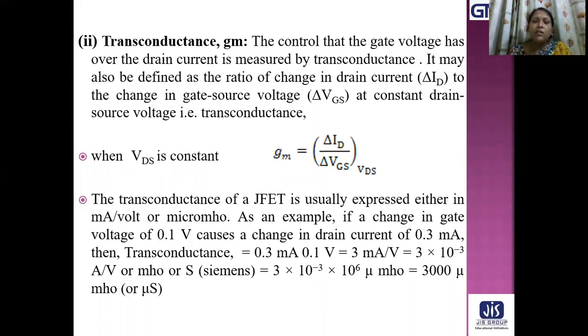The transconductance of a JFET is usually expressed either in milliampere per volt or micromho. Let us take an example. If a change in gate voltage of 0.1 volt causes a change in drain current of 0.3 milliampere, then transconductance would be 0.3 milliampere by 0.1 volt, that is equal to 3 milliampere per volt.